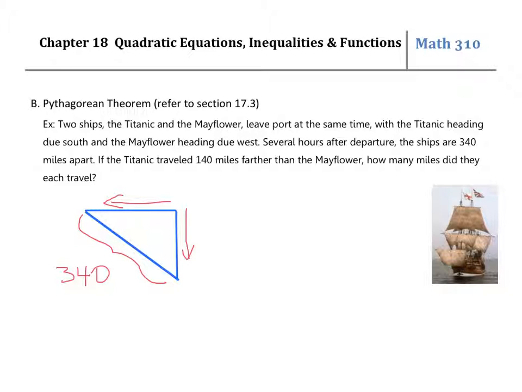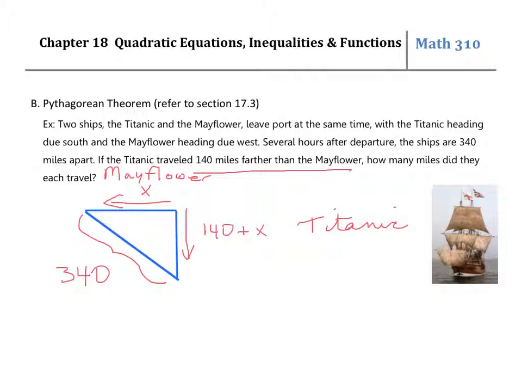So the Titanic is the ship heading south. If the Mayflower's distance is x miles, the Titanic's distance is 140 plus x miles, because it travels 140 miles farther than the Mayflower.